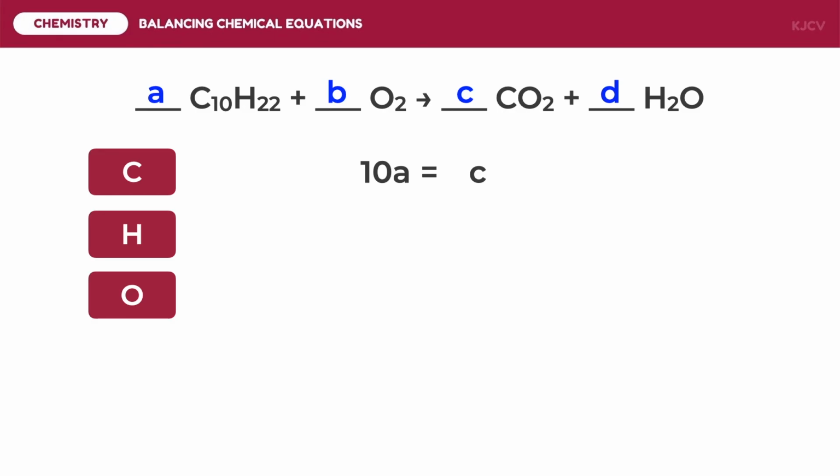For hydrogen, we have 22 atoms on substance A. Thus, we have 22A. This is equal to 2 atoms on the product side on substance D. Thus, 2D. Lastly, for oxygen, we have 2 atoms of oxygen on substance B on the reactant side. This is equal to 2 atoms on substance C plus 1 atom on substance D. Thus, we have 2B is equal to 2C plus D.